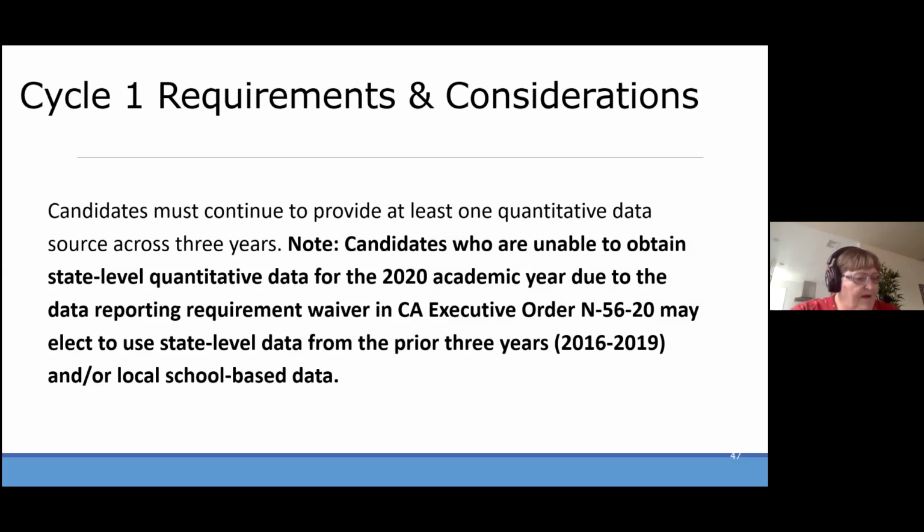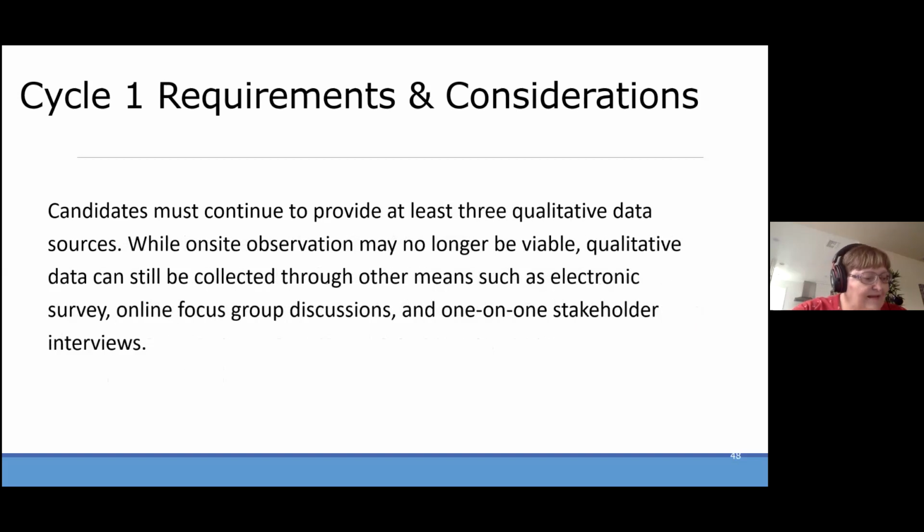Secondly, our candidates must continue to provide at least 3 qualitative data sources. While their on-site observation might not be happening anymore, qualitative data can still be collected. Think about electronic surveys, an online focus group discussion, and even a one-on-one interview with key stakeholders from the school site they are working with.